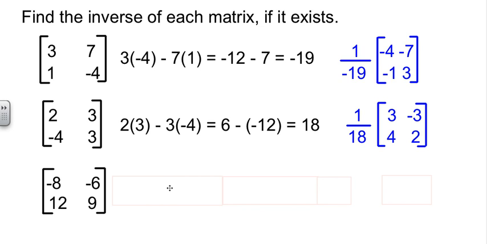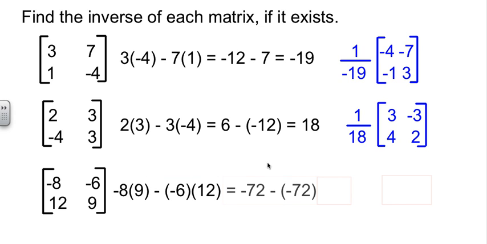One more of these, and you can probably guess what's coming. Down and to the right minus down and to the left. That gives us -72 minus -72, which is 0. Uh-oh. We can't do that. We can't have 0 there. So in this case, the inverse does not exist.